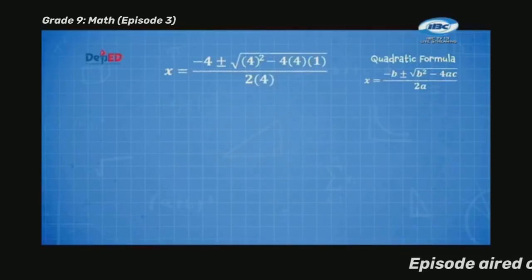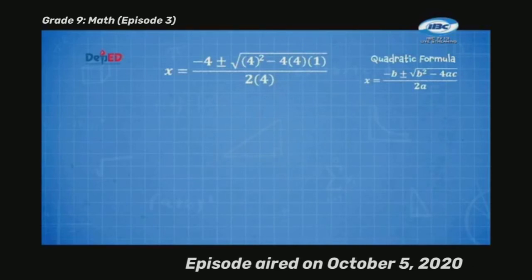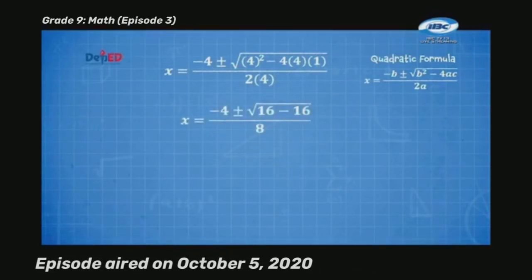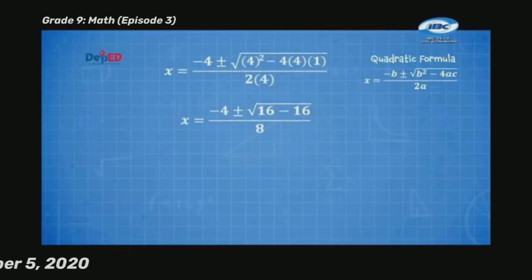squared minus the product of 4 and 1 all over 2 times 4. Then, we simplify. We simplify the expression under the radical sign as 16 minus 16 because 4 squared equals 16. And this is decreased by the product of 4, 4, and 1, which happens to be 16 also. The denominator becomes 8 because 2 times 4 is equal to 8.